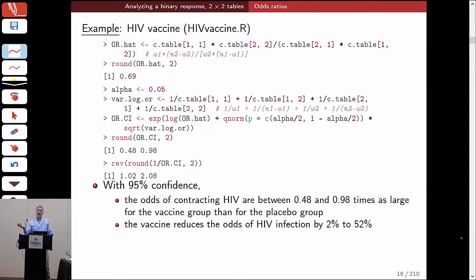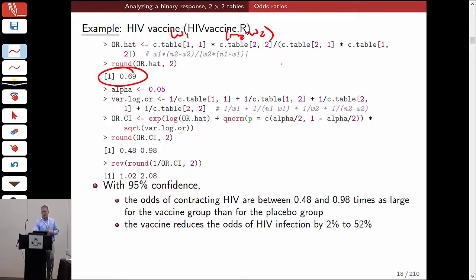Okay, so now let's look at how we can estimate that odds ratio. Well, it comes back to what is the equation for it. I need the number of successes for group 1, which is W1, times the number of failures for group 2. So I just pull that out of my C.table object. I divide it by the number of successes for group 2 times the number of failures for group 1. And I get a 0.69.